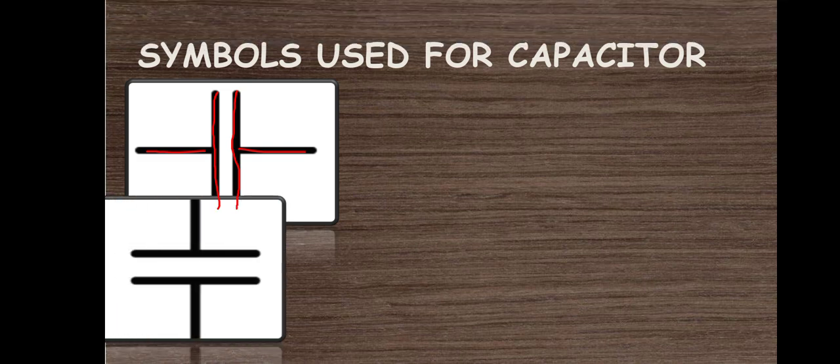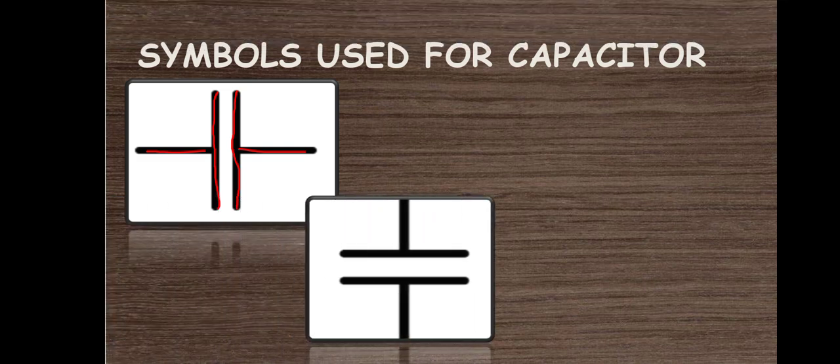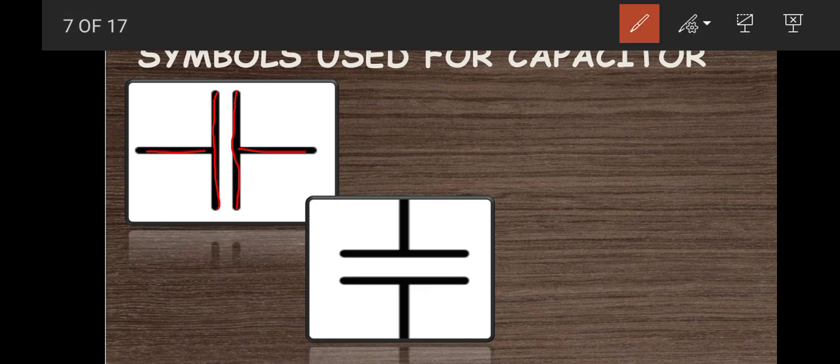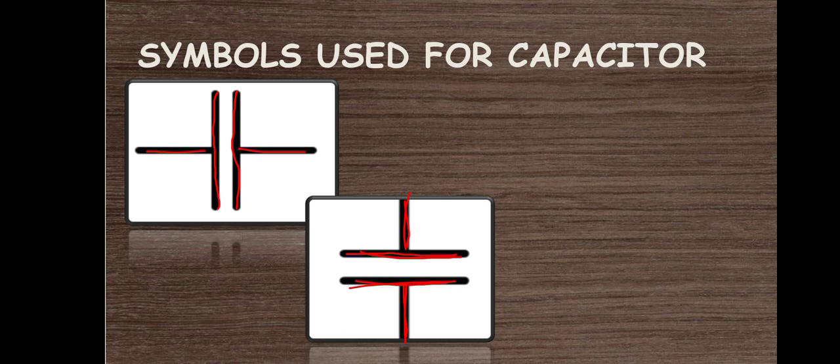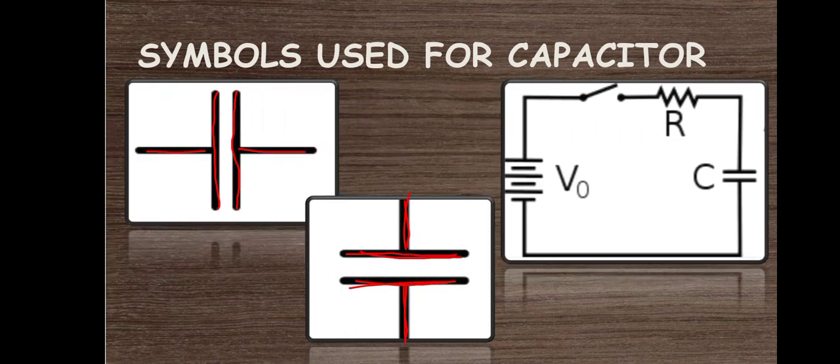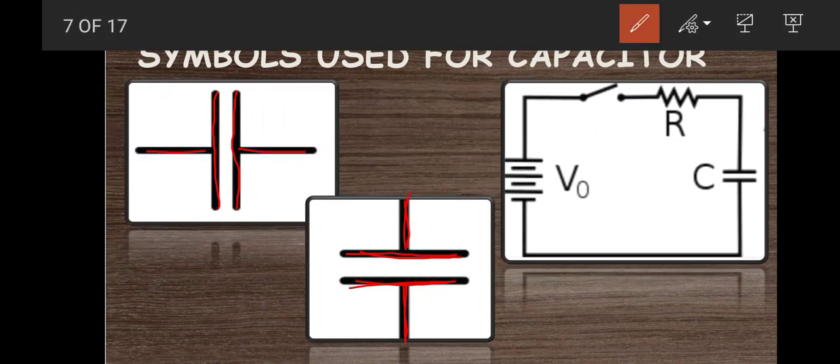It can also be drawn like this in the circuit diagram. These are two parallel metal plates with the terminals to join it with the other components. Here is a simple circuit. Here you can guess which one is the capacitor. Yes, this is the capacitor with two parallel metal plates, and the terminals are joined with wires to the other components in the circuit.